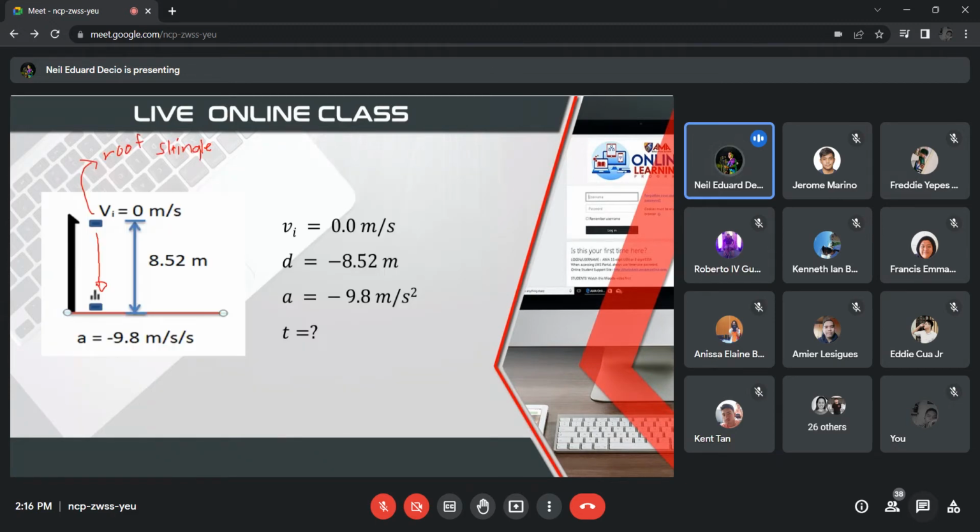Okay. So from the problem, we can say that we were given that the displacement is negative 8.52 meters. And then the acceleration is constant, because that is free falling. Given that when an object is in free fall, due to gravity, our acceleration is constant, which is either positive or negative 9.8 meters per second squared. So it depends on usage. But in this particular problem, negative 9.8 represents that the motion of the object is downward.